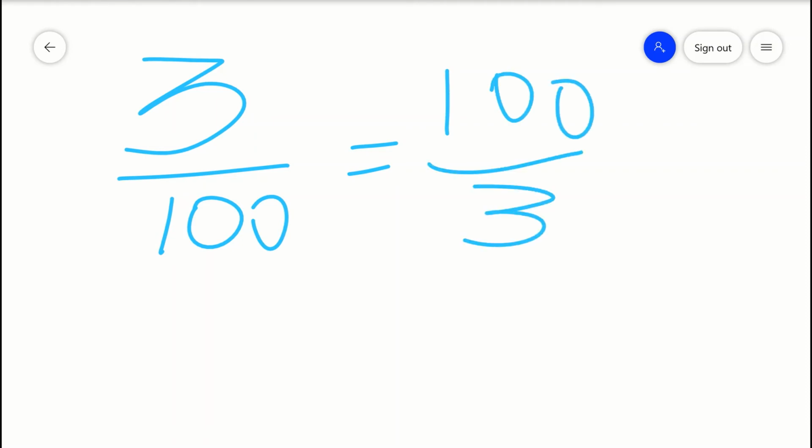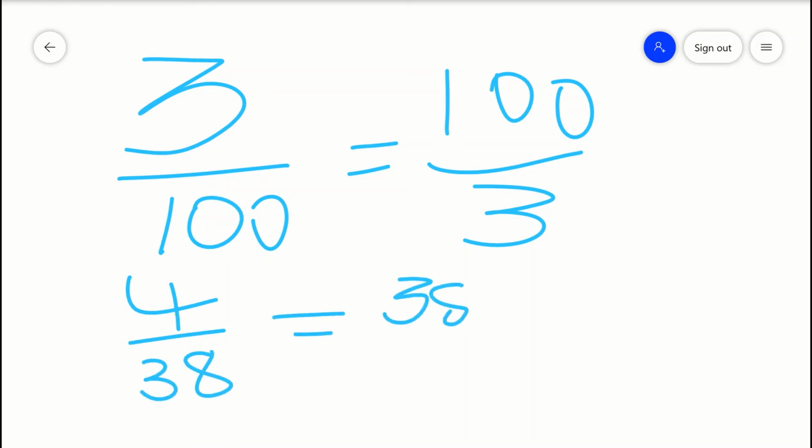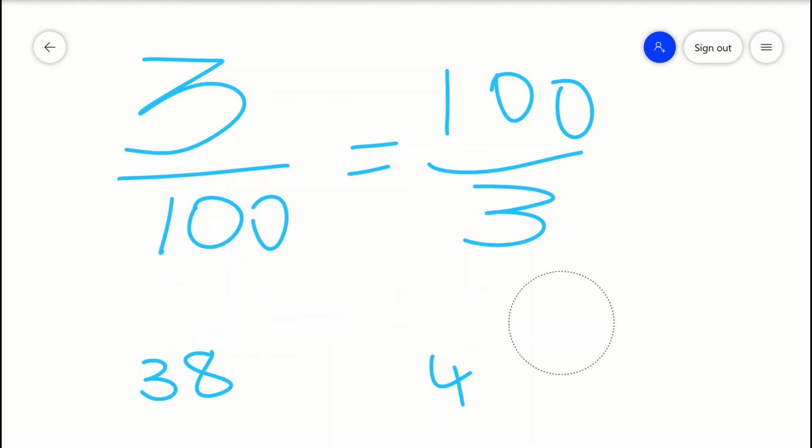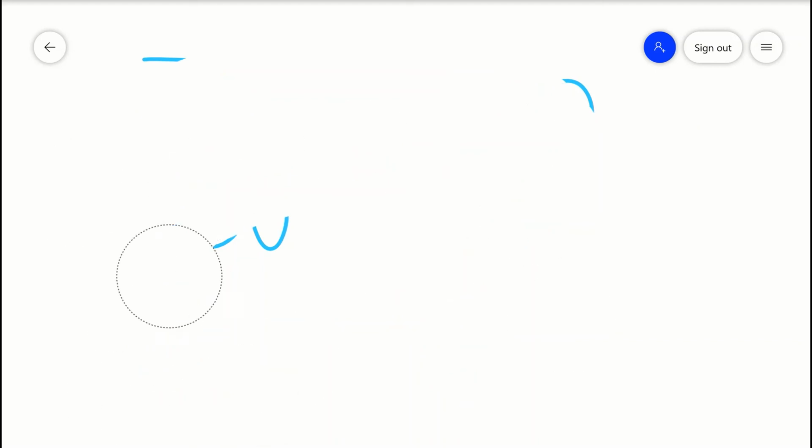And next number, 4 by 38. What is the reciprocal of 4 by 38? It's nothing but 38 by 4. Reciprocal is also called multiplicative inverse.